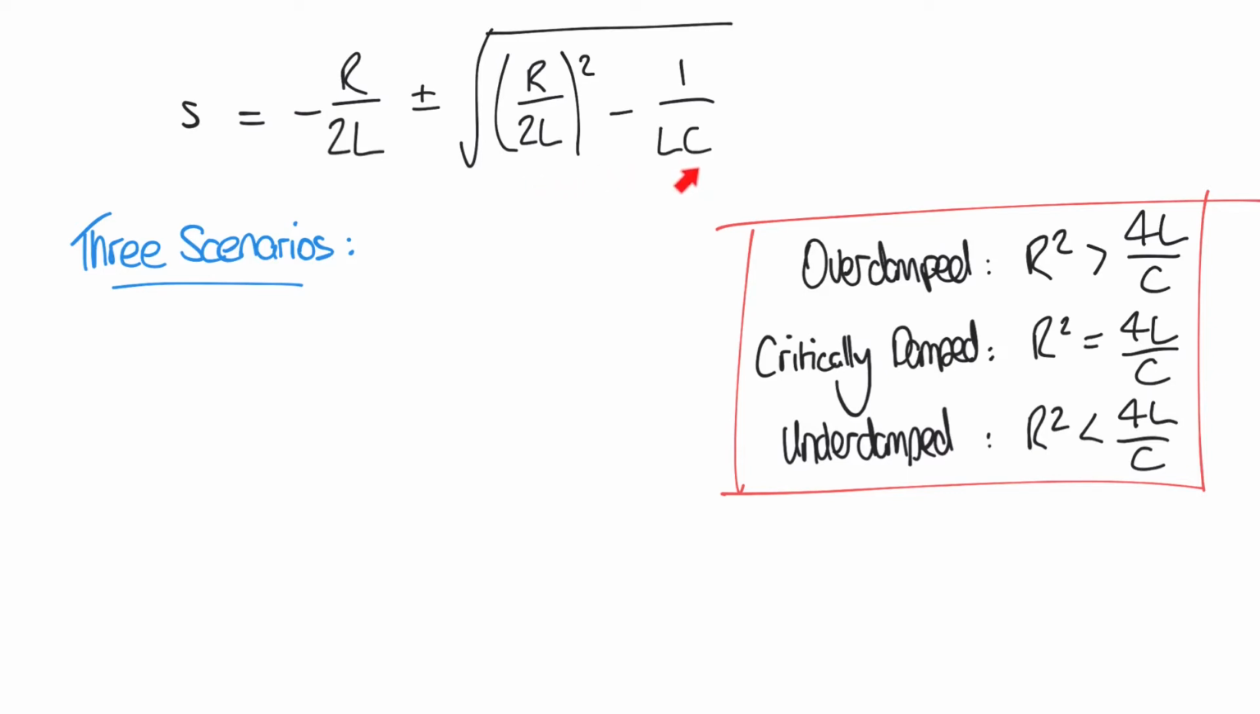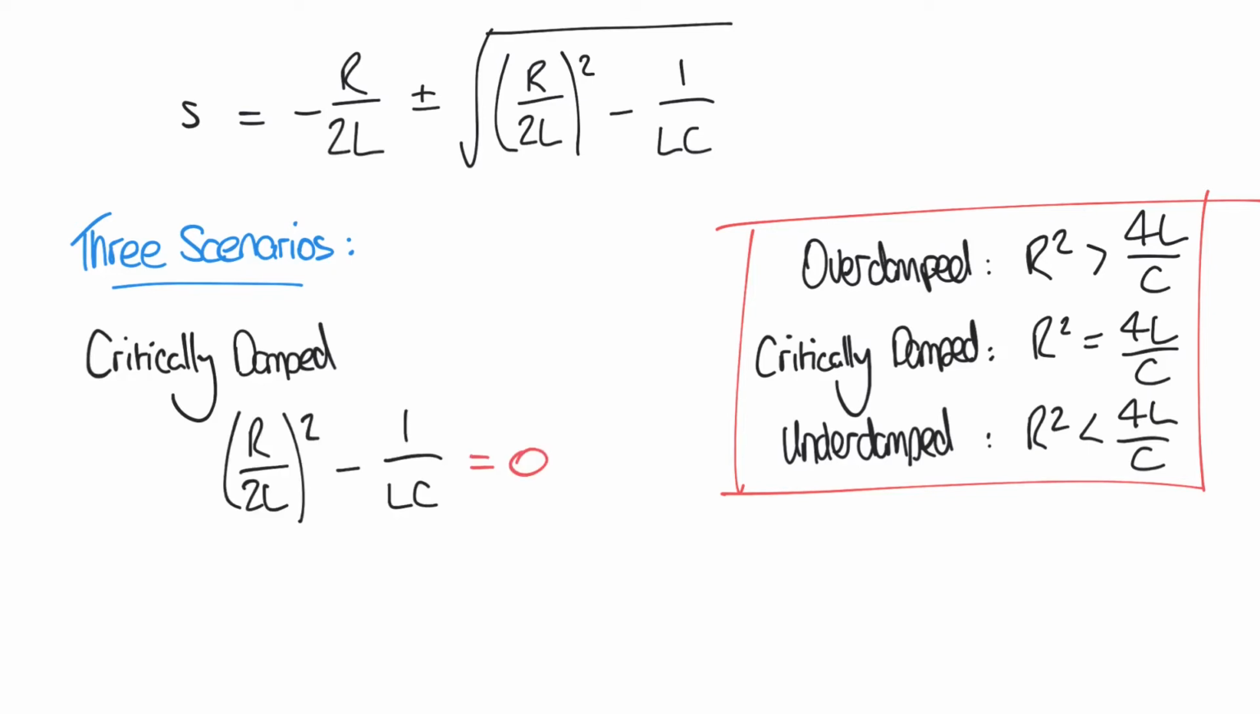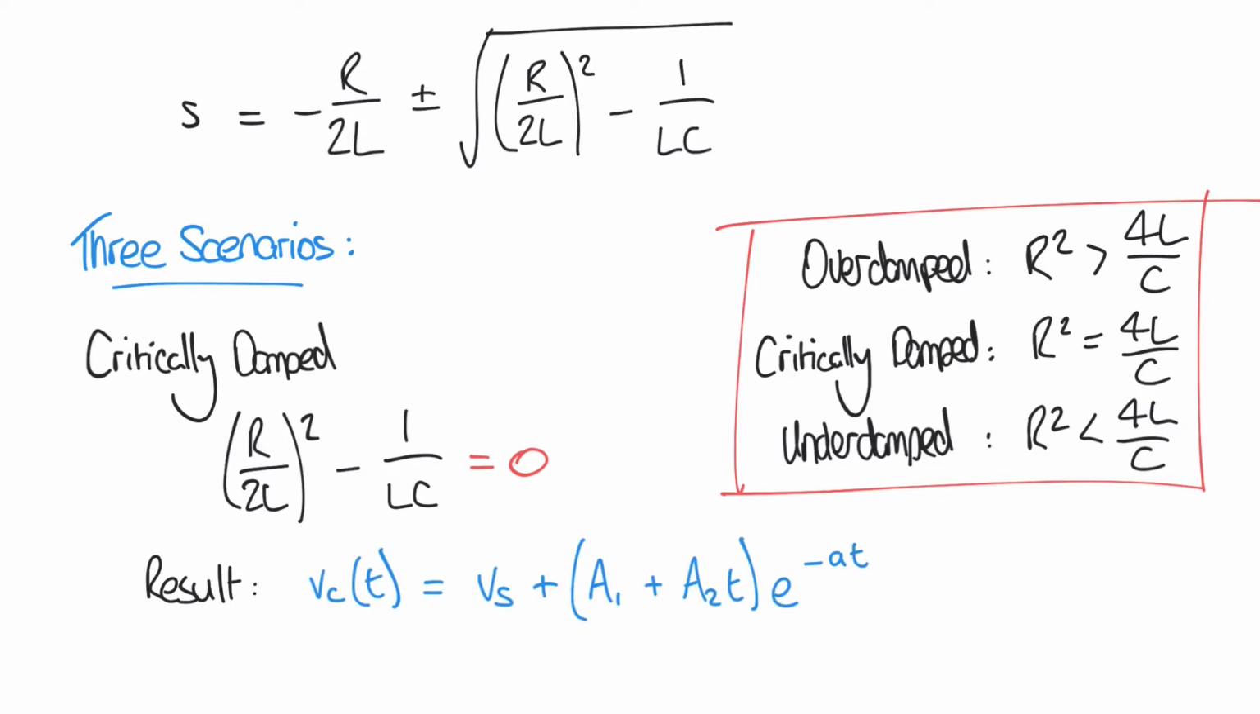Of this circuit here. So let's look at critical damping first. If a circuit's critically damped, the value of the discriminant, R over 2L squared minus 1 over LC, that's the bit that's under the square root there, that's our discriminant. If the circuit's critically damped, the value of the discriminant will be 0. If this is the case, the result's going to take this form here.